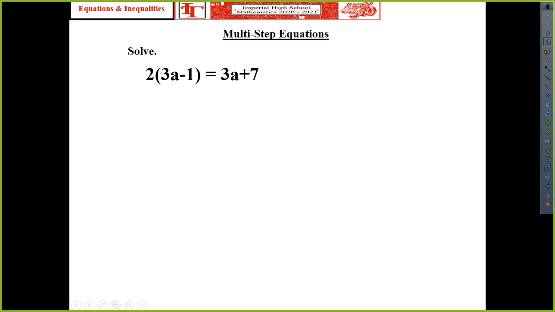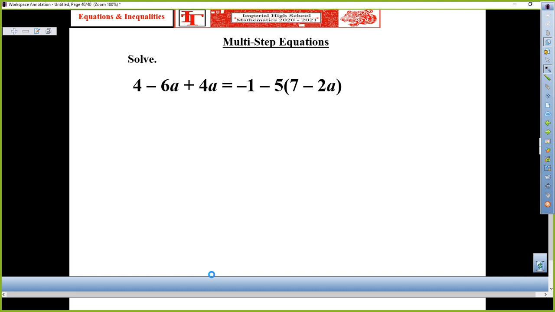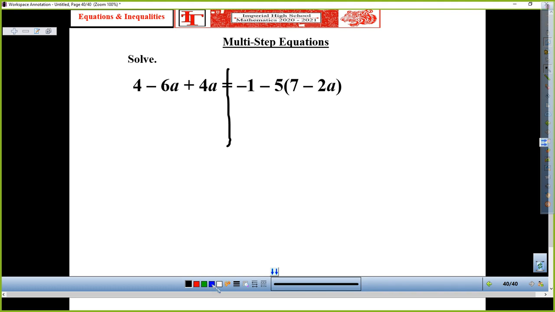Alright, let's do this one together. I'm going to draw a line down the equal sign so I can see which side I'm working on. Alright, so look at the left side. Can I simplify the left side? Yes. Combine like terms. What is negative 6 plus 4? Negative 2a. Bring down the 4. Alright, can I do anything else with this? No, it's already simplified.